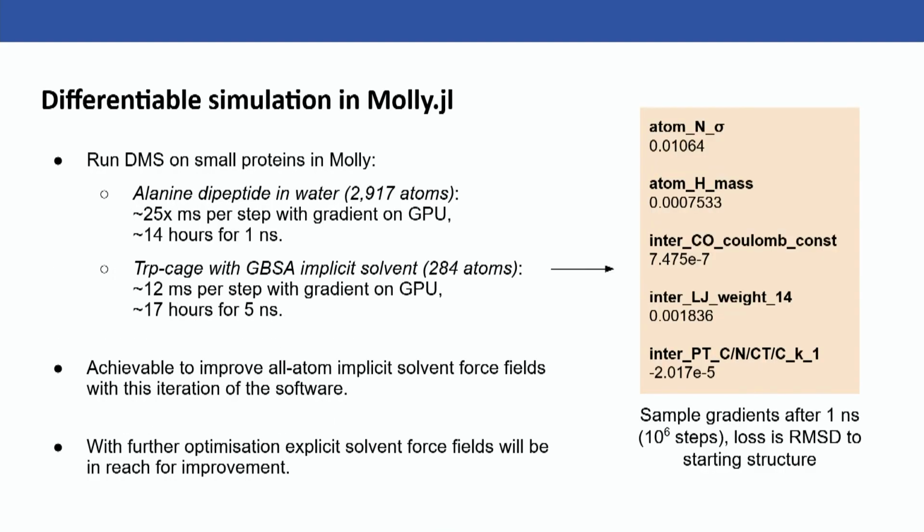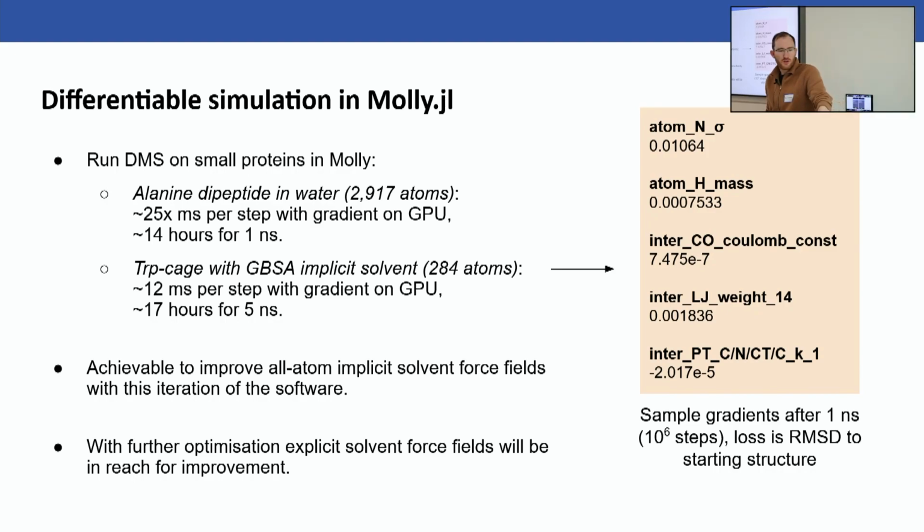So currently, you can get about a nanosecond in about 14 hours or so. These are rough numbers for a solvated system, and it's faster if you want to use implicit solvent. So I've just got some example gradients on the right there. That's saying if you increase the sigma parameter on a nitrogen, then the root mean square deviation to the native structure over the simulation increases.